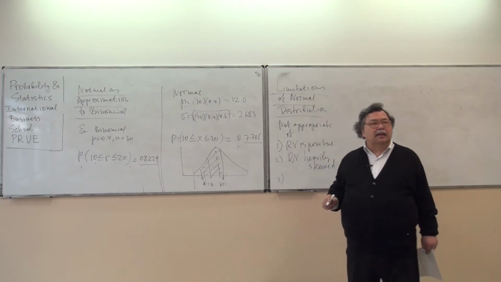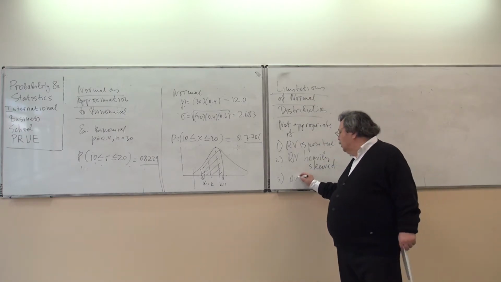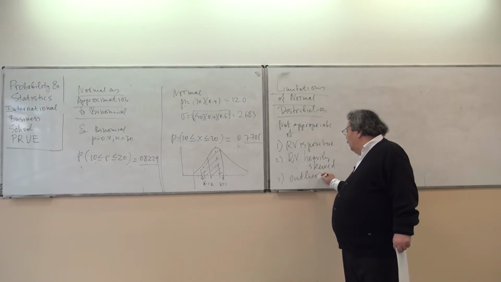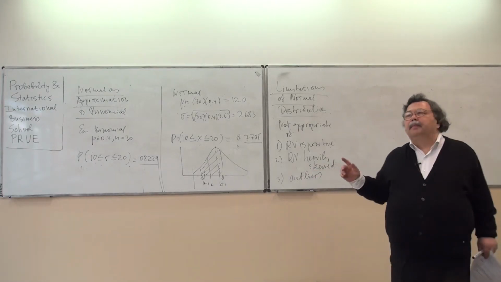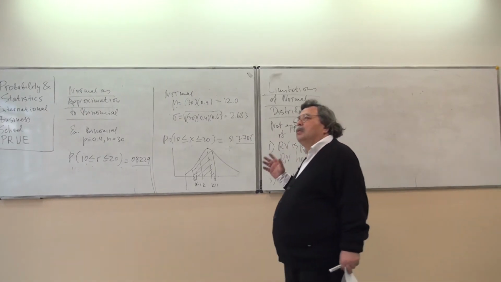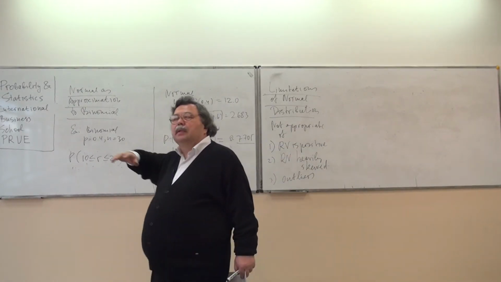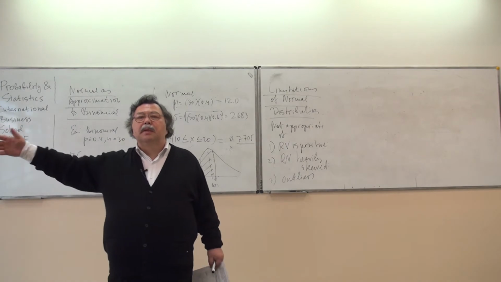All right, and sometimes outliers are important. What is an outlier? An outlier is a value that is a long distance away from the mean.